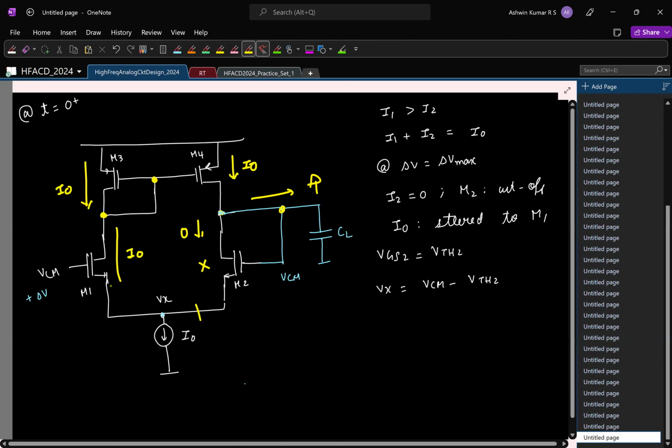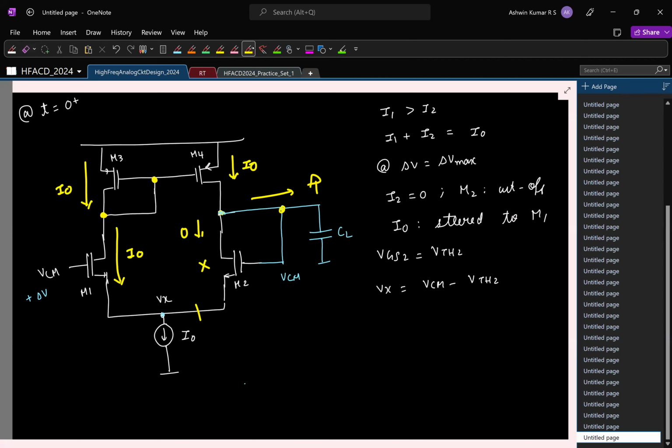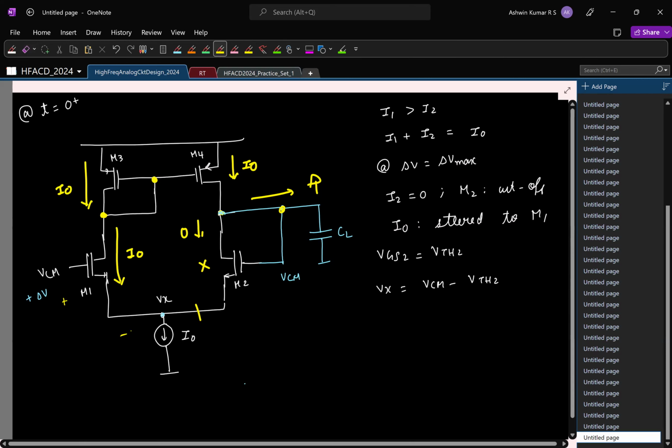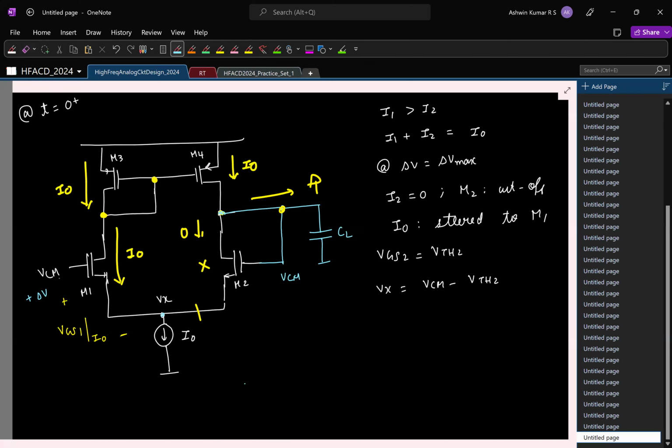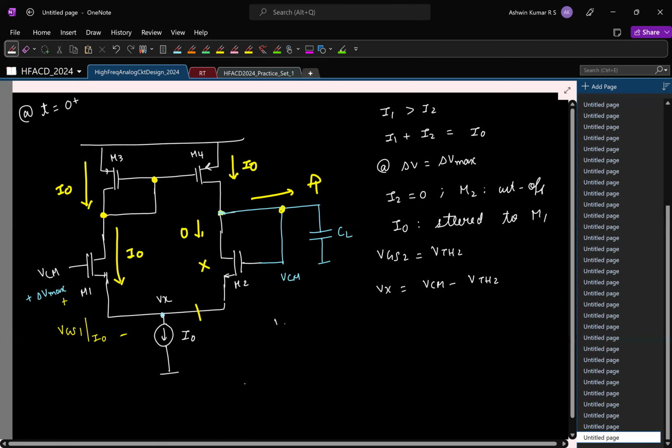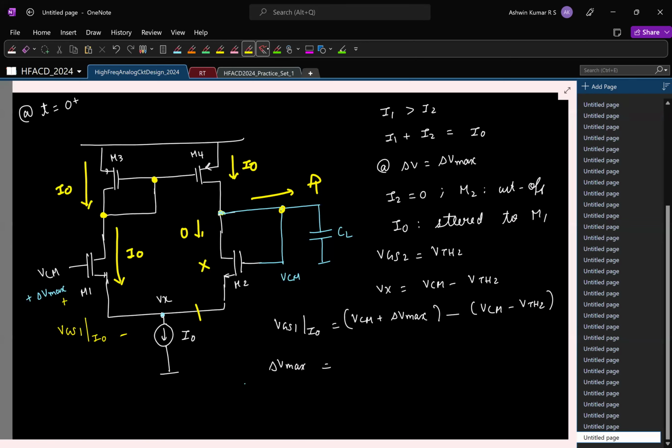Fine. And what is the current flowing through M1? I naught. So which means what can you say about this voltage? No, I mean this, it's VGS of M1. Okay. So the gate voltage is VCM plus delta V max. Now VGS1 at a current of I naught is the gate voltage, VCM plus delta V max, minus the source voltage. Fine. So what is delta V max? It is VGS1 minus VTH2. But what can you say about the threshold voltages of M1 and M2? Will they be the same or different? Why? They are identical, and threshold voltage depends on the source to bulk voltage. They have the same source voltage, so it's the same. So I can change this to VTH1 also.